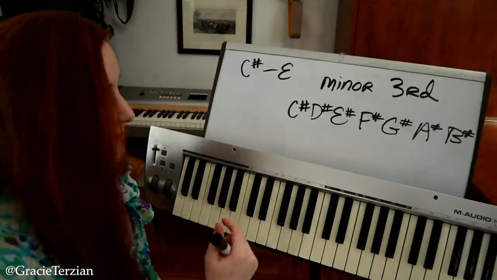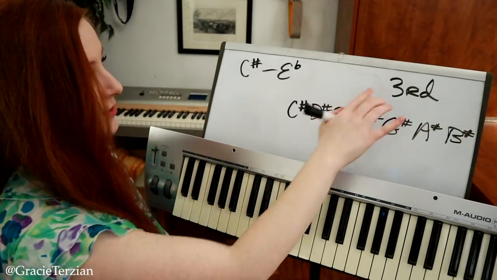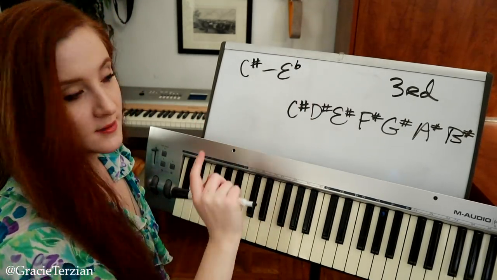So, minor third. All right, what about C sharp to E flat? Okay, it's still a third because the letters are still C and E in the interval name.